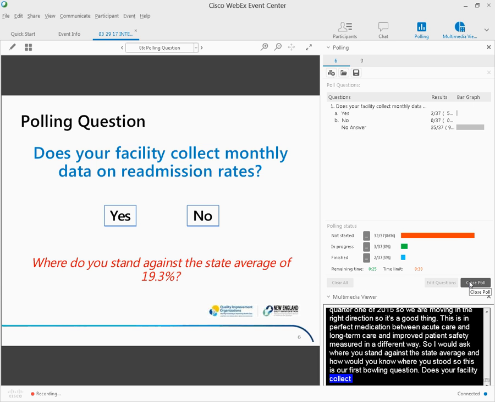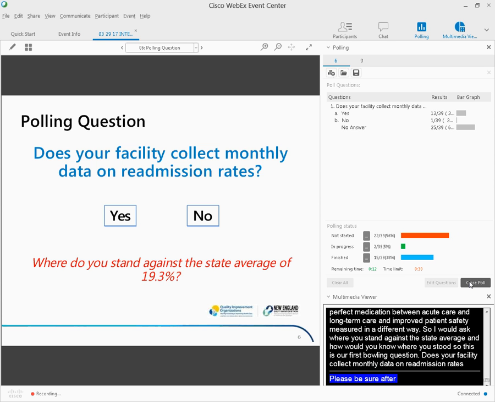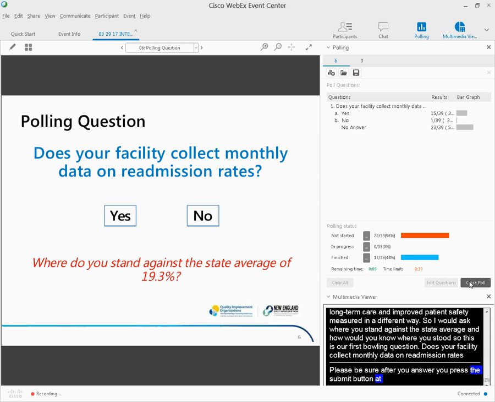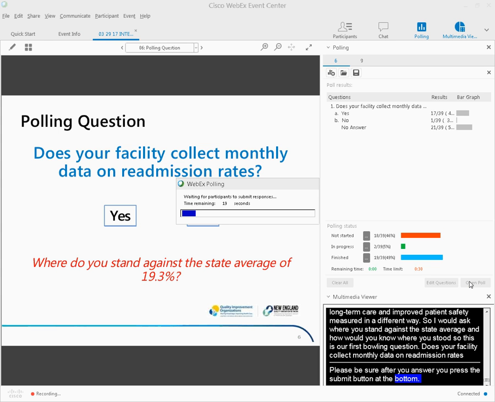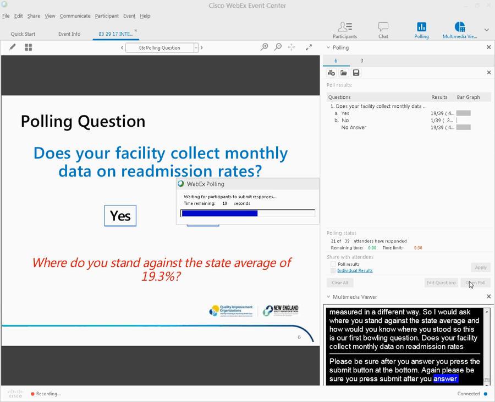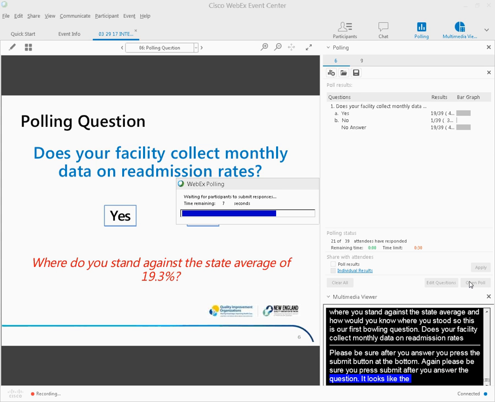Looks like Emily just opened up our polling question, so you have 30 seconds to answer. Please make sure that after you answer, you press the submit button at the bottom. Again, make sure you press submit after you've answered the question. It looks like the poll has ended. However, if not everyone has pressed submit, unfortunately it takes another 30 seconds for the answers to come through, so they should be coming through momentarily.